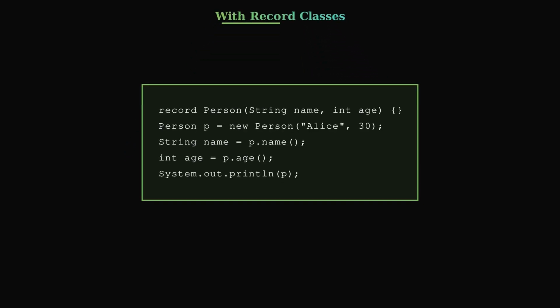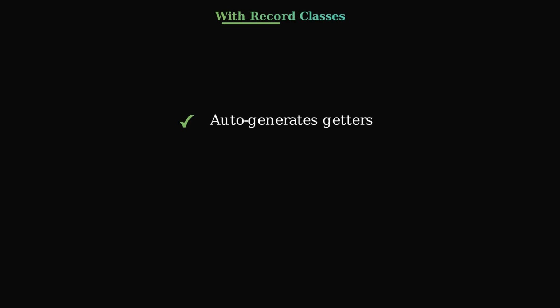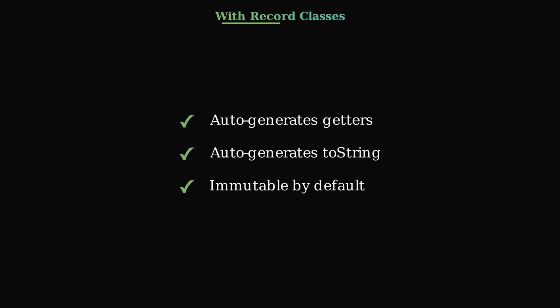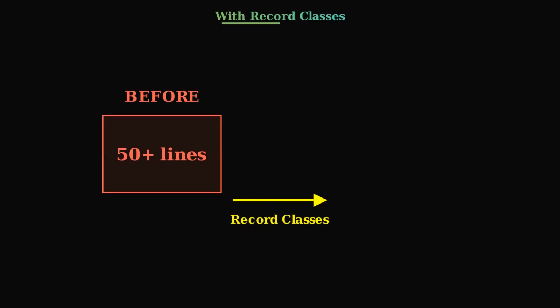Here comes the solution: record classes. Look how clean the code is now. Auto generates getters. Auto generates toString. Immutable by default. Compare the difference. And that is why we use record classes.